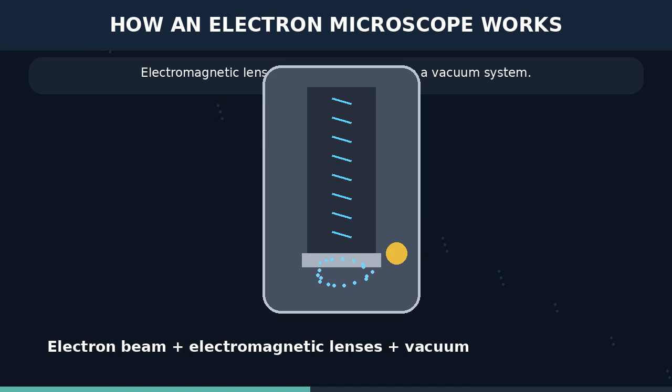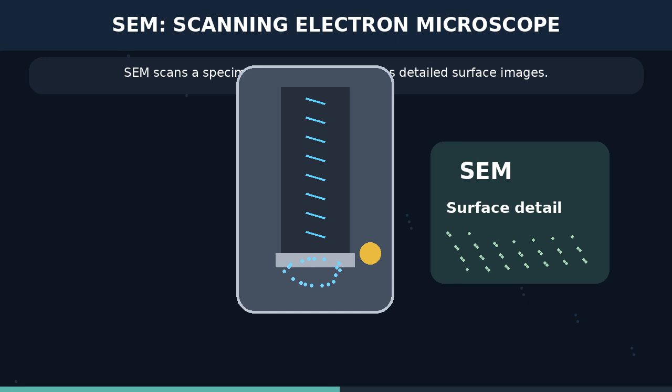TEM stands for Transmission Electron Microscope. In TEM, electrons pass through an extremely thin specimen. The transmitted electrons create an image that can reveal very fine internal structures. TEM is especially useful for studying the ultrastructure inside cells and other microscopic materials.